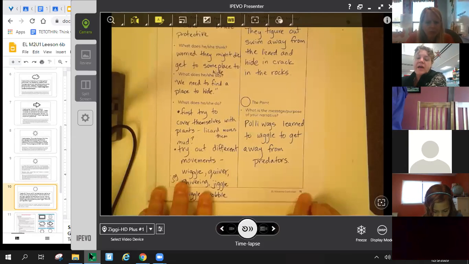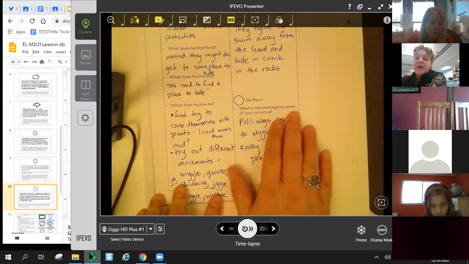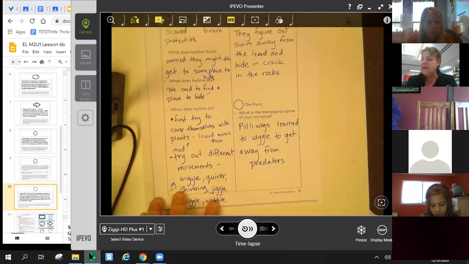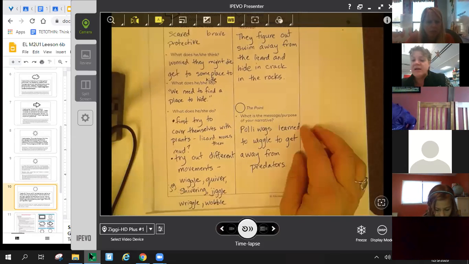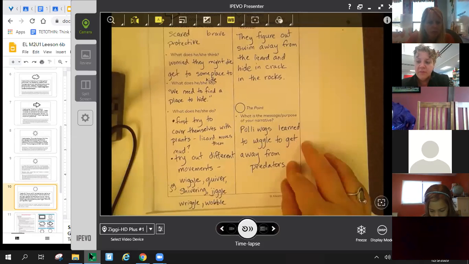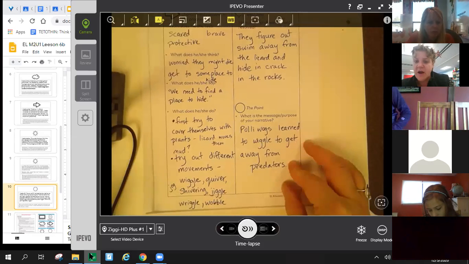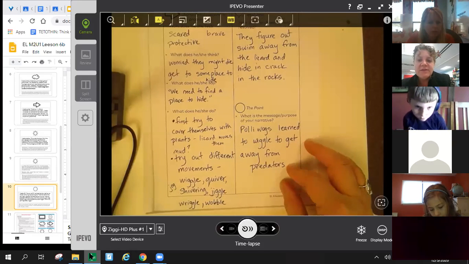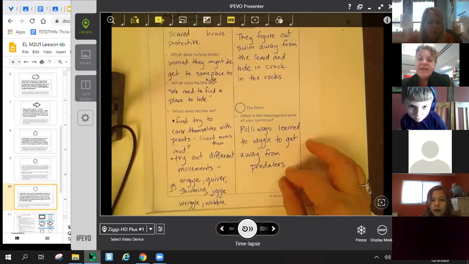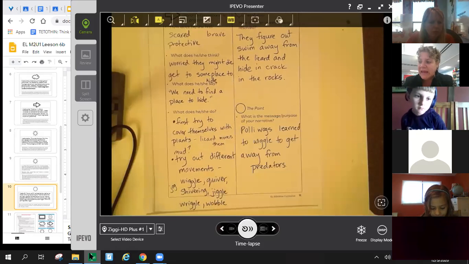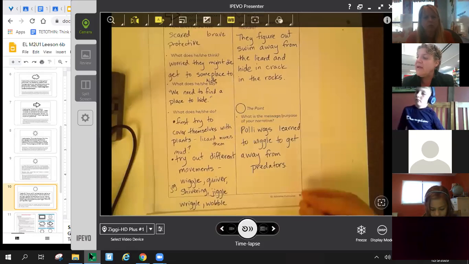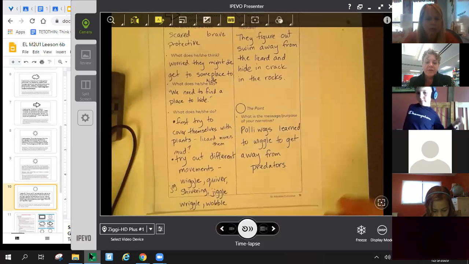So remember, we all copied this down together. So page 11, it says, what is the message or purpose of your narrative? Well, the basic one is that pollywogs learn to wiggle to get away from predators, right? Steve is our predator. He was the chameleon that was trying to get them. So this is the basic idea. We're explaining that pollywogs wiggle, and they learn to wiggle to get away from predators.